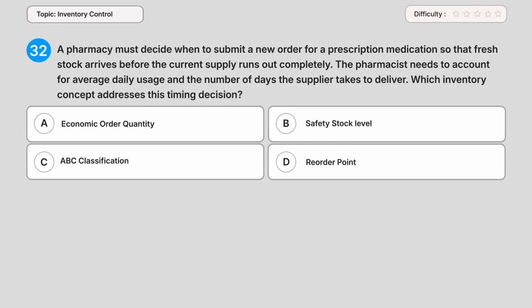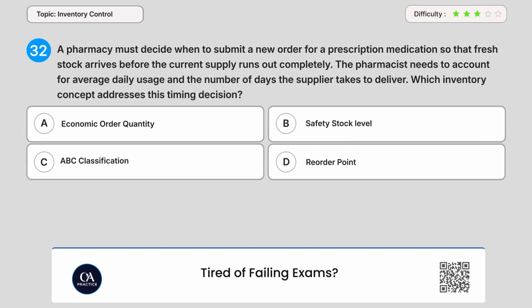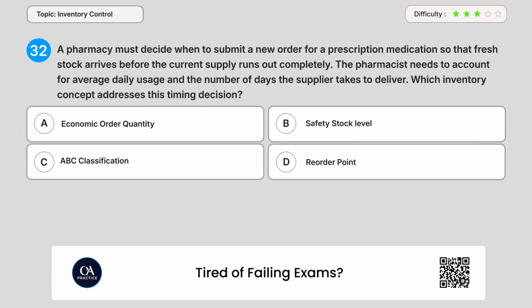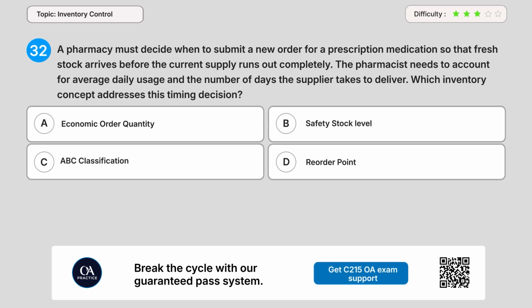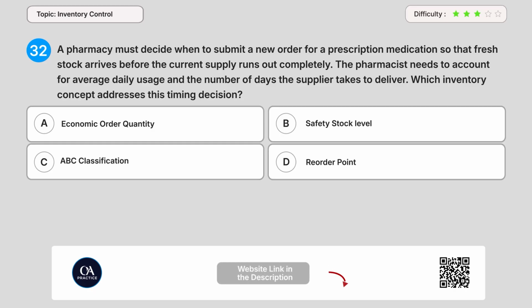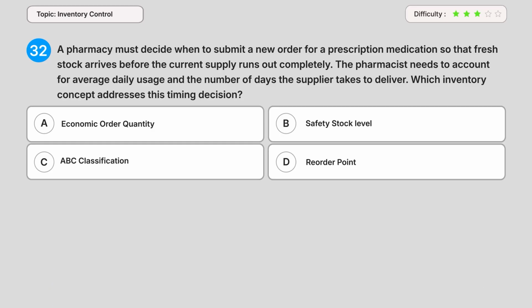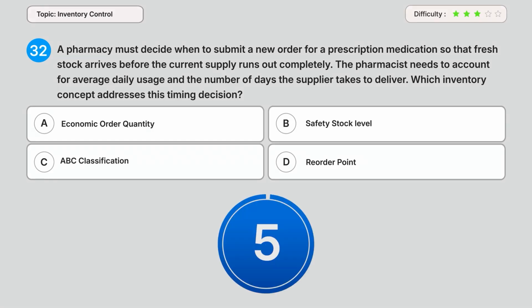32. A pharmacy must decide when to submit a new order for a prescription medication so that fresh stock arrives before the current supply runs out completely. The pharmacist needs to account for average daily usage and the number of days the supplier takes to deliver. Which inventory concept addresses this timing decision? A. Economic order quantity. B. Safety stock level. C. ABC classification. D. Reorder point. Can you guess the answer?